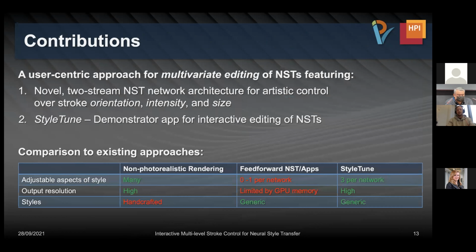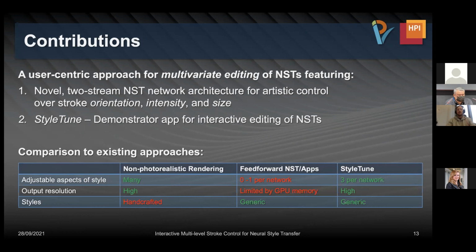We thus propose a user-centric approach for multivariate editing of neural style transfers, specifically for stroke orientation, stroke intensity, and stroke size. For this, we introduce a novel two-stream neural style transfer network architecture.